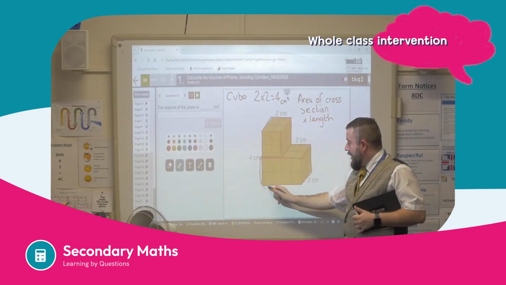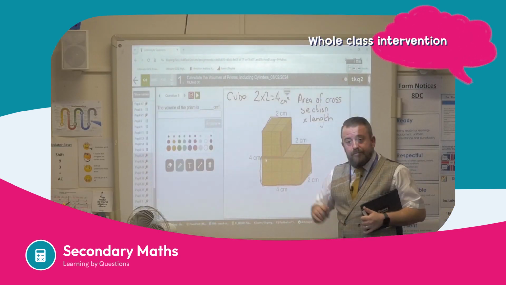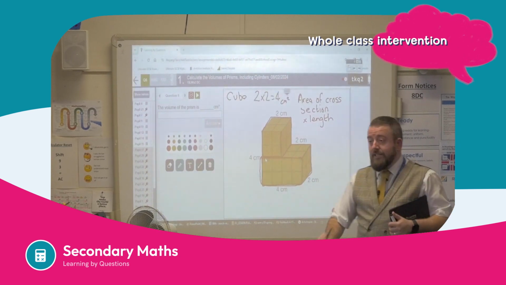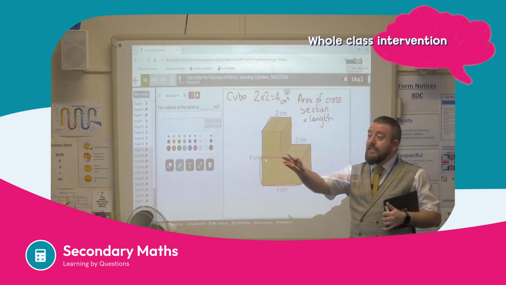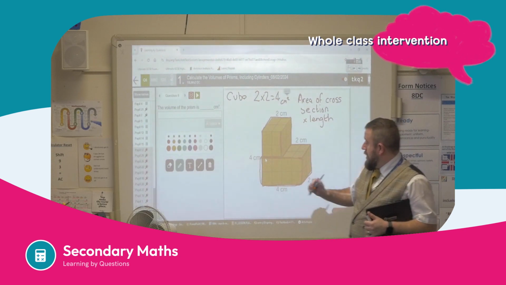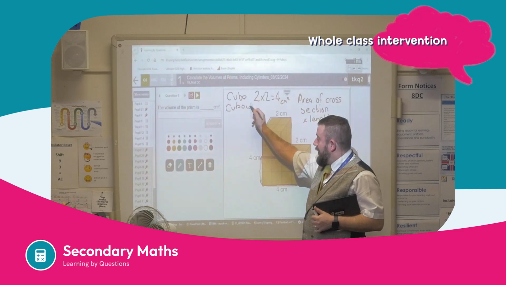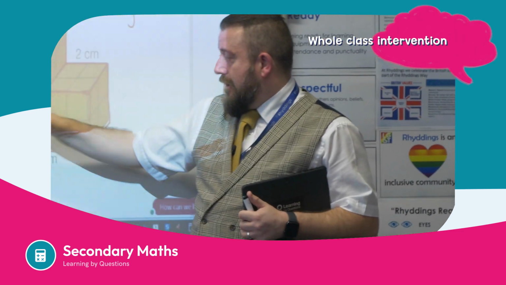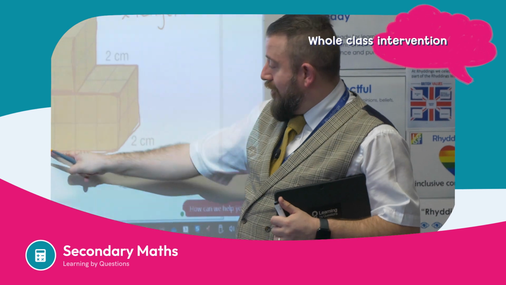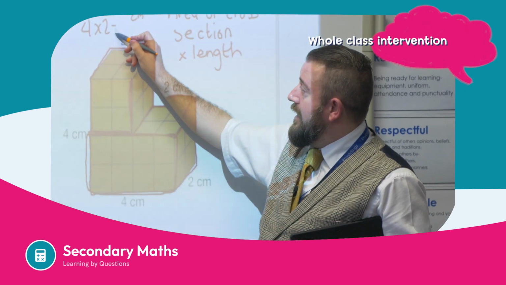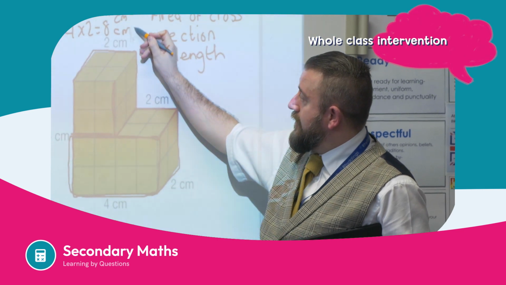Who can tell me what the area of the cuboid is? Have a little look. I've done the cube for you. Think about it. What's the area of the cuboid? Is it 8? Yes, because you've done 4 times 2. Apologies, my mistake. So 4 times 2 equals 8 centimetres squared.